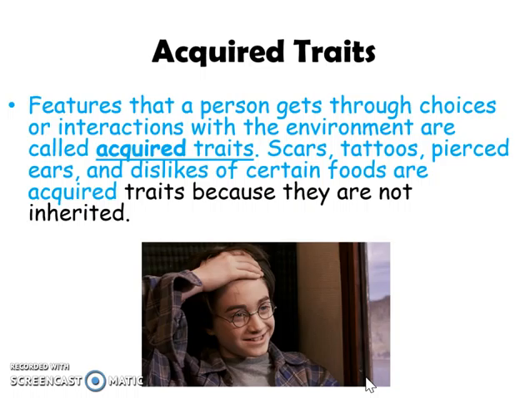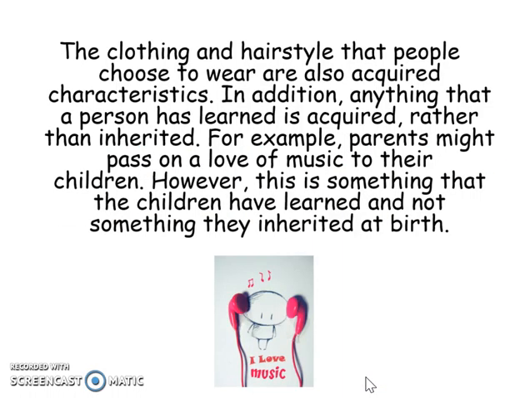Harry Potter did not get his scar from his parents. It was by who? Oh, remember, we can't say his name. But the point is, there are some things that you get not from your parents, but they're acquired. The clothing and hairstyle that people choose to wear are also acquired characteristics. In addition, anything that a person has learned is acquired rather than inherited. For example, parents might pass on a love of music to their children, a love for singing, dancing. However, this is something that the children have learned and not something they inherited at birth.